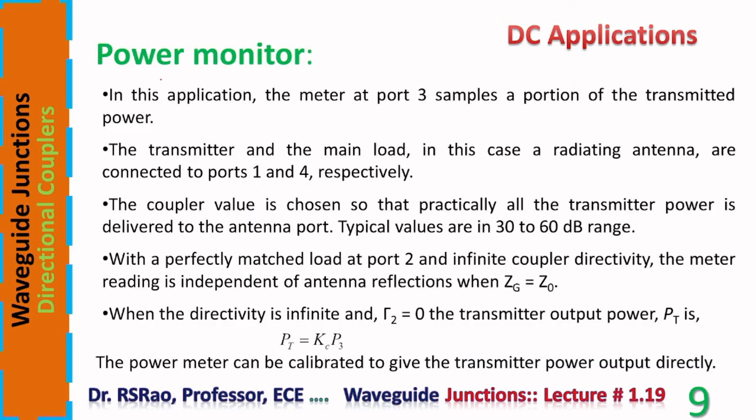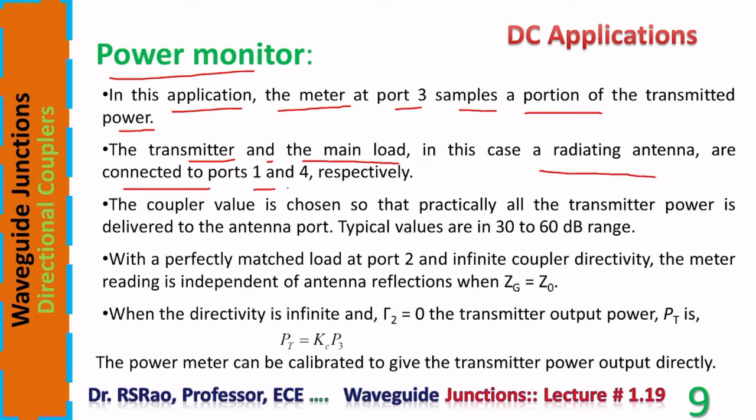Now a few points regarding the power monitor. In this application, the meter at port 3 samples a portion of the transmitted power. The transmitter and the main load, in this case a radiating antenna, are connected to ports 1 and 4 respectively. The coupler value is chosen so that practically all the transmitter power is delivered to the antenna port. Typical values are in the 30 to 60 dB range.